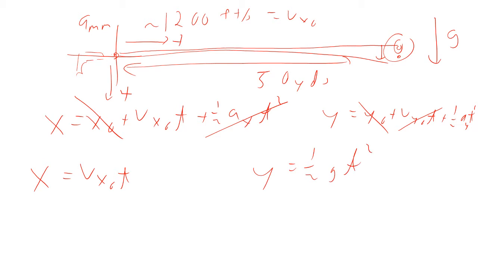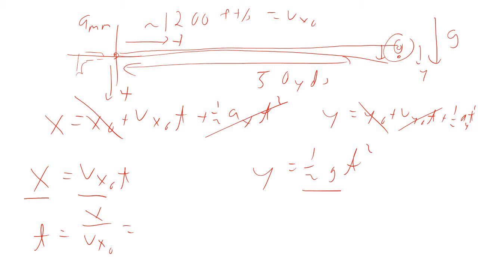Aha, what do I know? I know x, I know this. I know 1/2, and I know g. In order to find y, the distance the bullet falls, all I need to know is how long it took the bullet to get to the target. I can find that here. Okay, so that is going to be x over v x naught.